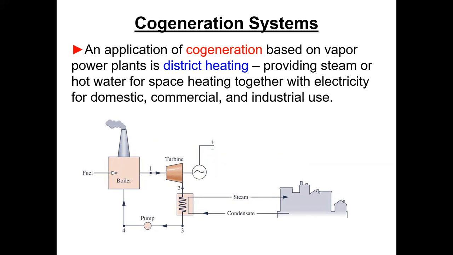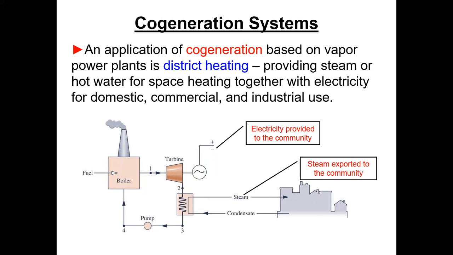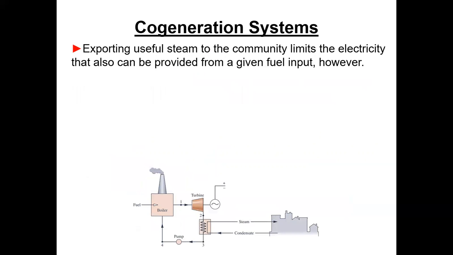And so there's really not much waste. You've got your boiler loss, you've probably got 10, 12% in stack loss, and you've got your heat transfer losses, and that's it. So that system is going to be probably 75, 80% efficient, instead of a typical power plant that's going to be 30 or 40% efficient and throwing away all of that heat in the condenser. So that's pretty cool. Steam exported to community, electricity provided.